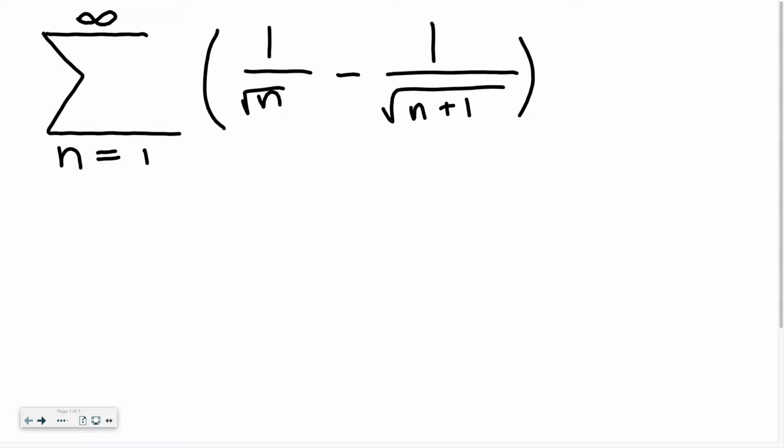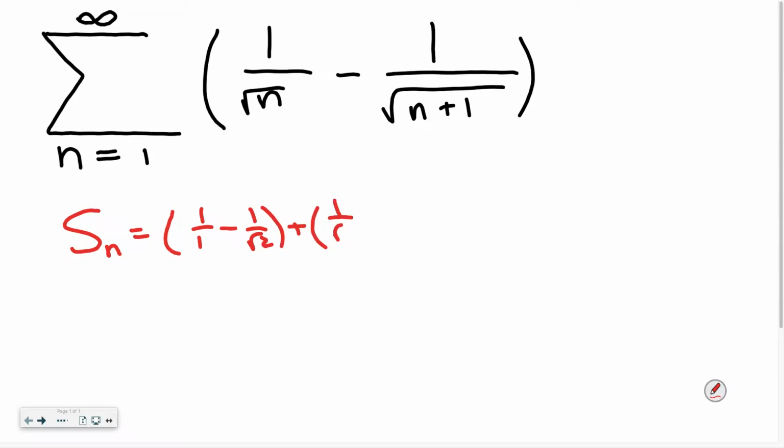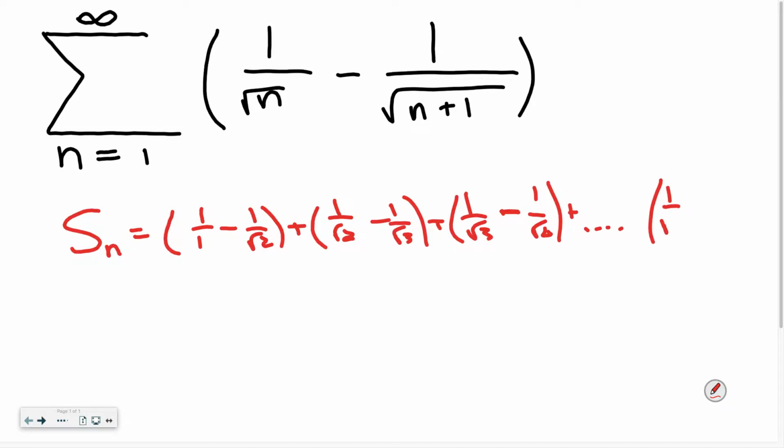Okay, if we look at our nth partial sum, we have, and they all cancel. Don't forget to write out this last term. Now, 2 cancels with 2, 3 cancels with 3, 4 cancels with 4, all the way to there.